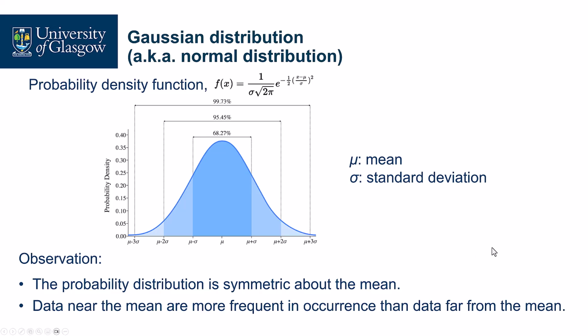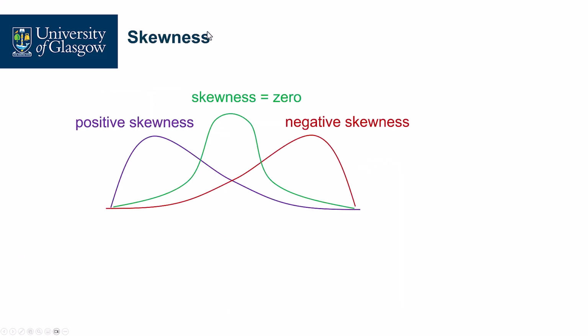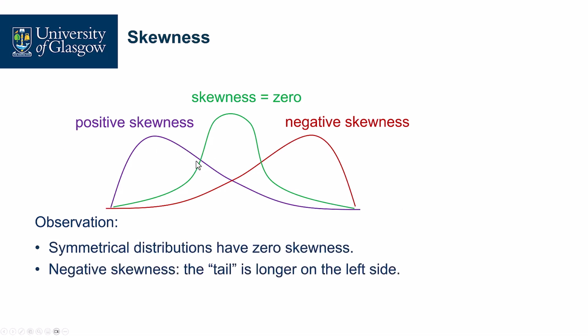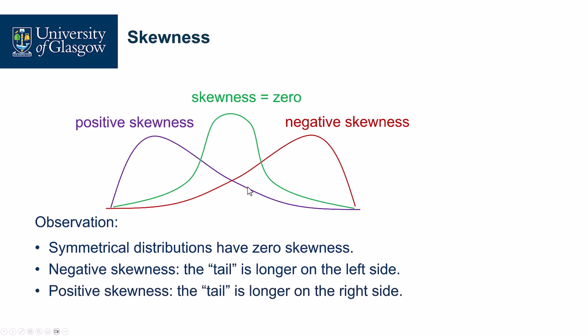After introducing the Gaussian distribution, we introduce another concept called skewness. If we consider this a probability density function, when the skewness equals 0, we should see a symmetric curve, right? But if we have a positive skewness or negative skewness, we will find that the curve is different. If it is a negative skewness, the tail is longer on the left-hand side. Otherwise, for positive skewness, the tail is longer on the right-hand side, right?